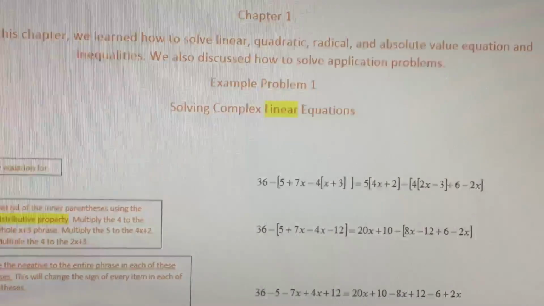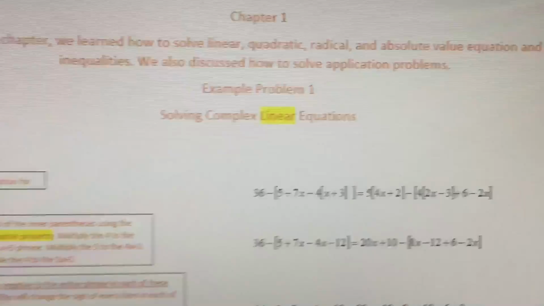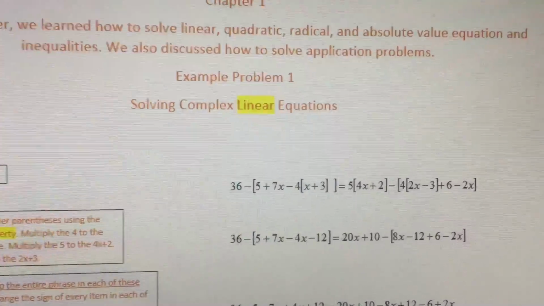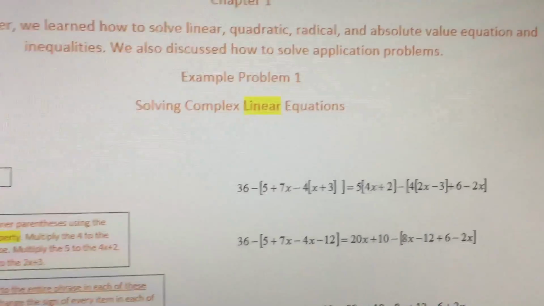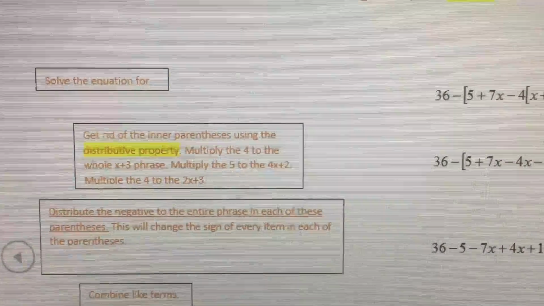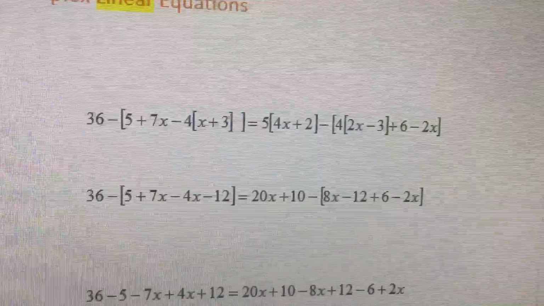So my first example, problem 1, involves solving complex linear equations. Linear equations are in the form of y equals mx plus b, which I'm sure you know if you're in college algebra. Okay, so our first instruction is to solve the equation for x.